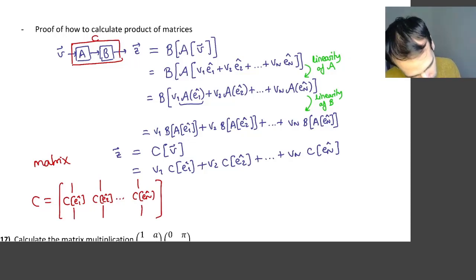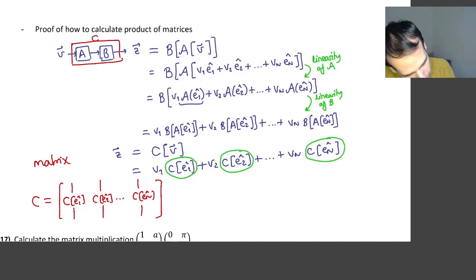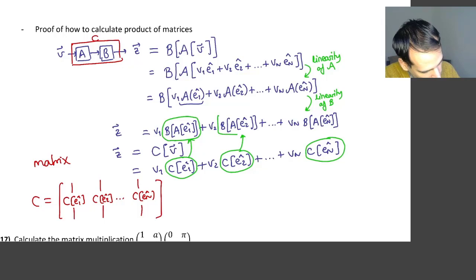So each of these terms here, this is the first column of the matrix C. This is the second column of the matrix C. And this is the last column of the matrix C. But from the previous point of view, when we wrote Z in terms of A and B, we can identify that this column is actually equal to this thing, and this column is actually equal to this thing, and so on.